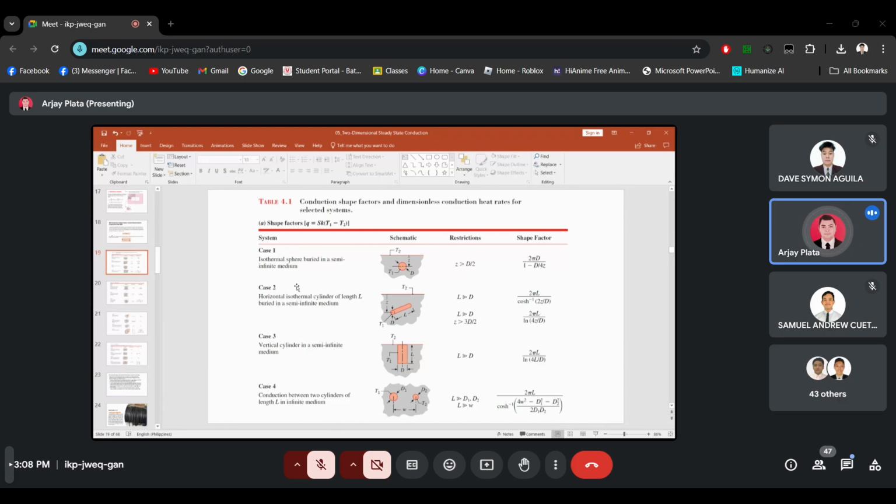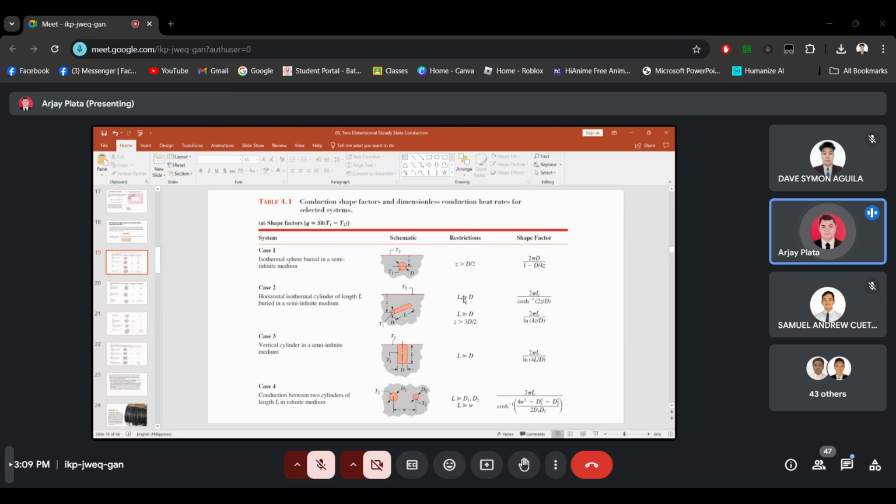Case 1 is an isothermal sphere buried in a semi-infinite medium. If Z is greater than D over 2, we have here the Z value and then D, and that's our case. So this is our shape factor. Case 2 is an isothermal cylinder of length L buried in a semi-infinite medium also. The difference is that the other one is spherical, while this one is cylindrical. So we have a different formula.